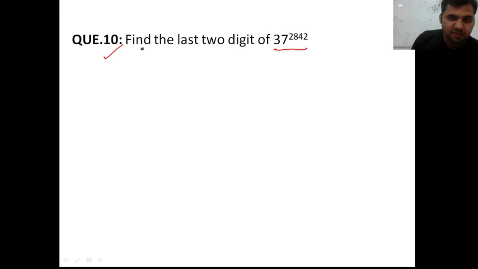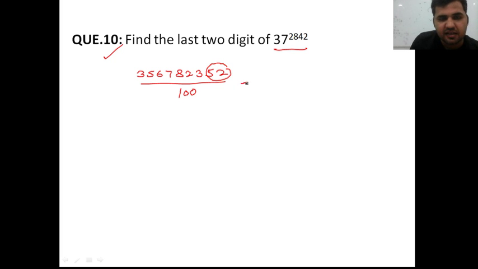Guys, let me explain how to find out the last 2 digits. See, if I ask you, let's take a random number, 3, 5, 6, 7, 8, 2, 3, 5, 2. If this number is divided by 100, what will be the remainder? The remainder will be the last 2 digits, right? The remainder will be 52 in this case. If I take another number, 7, 6, 8, 2, 3, 5, 2, 1, when this number is divided by 100, what will be the remainder? Again, you will say the remainder will be the last 2 digits.